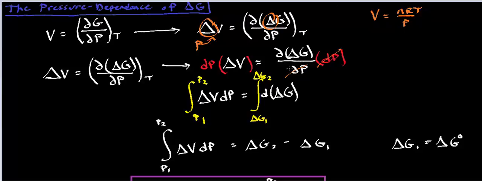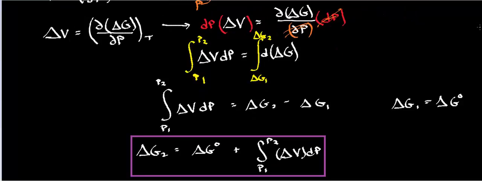So what I'm going to do is multiply both sides by dP. That cancels this and puts the dP over on the side with the function that is a function of pressure, meaning the volume or the delta V. Now what I have essentially is the differential of the change in free energy on the right side and delta V dP on the left. What I'm permitted to do at this point is integrate both sides because I've effectively separated the variables.